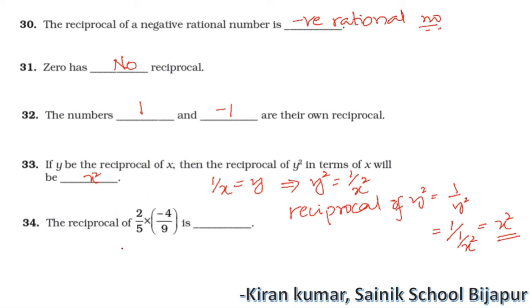34, the reciprocal of 2 by 5 into -4 by 9 is. We need to first simplify. On simplification, it is same as negative 8 by 45. The reciprocal of this number is negative 45 by 8.